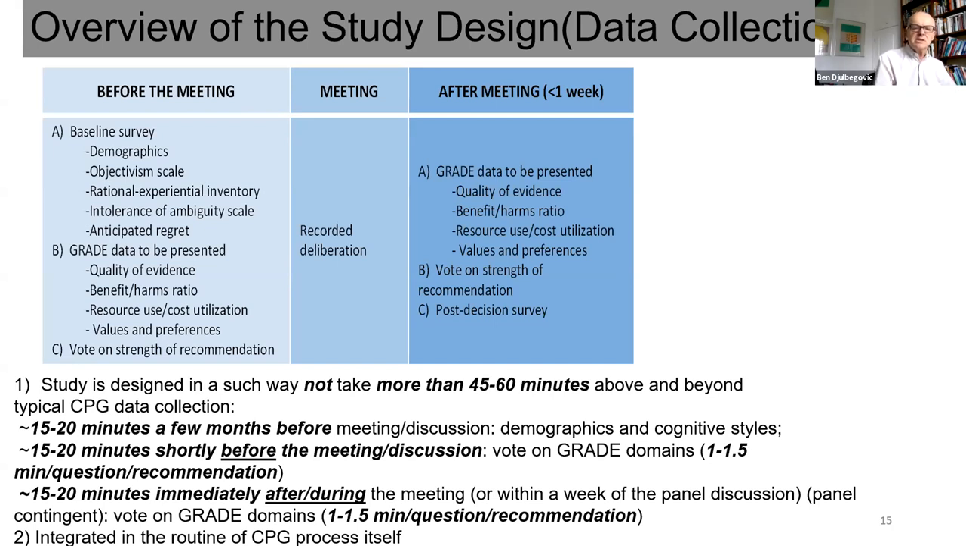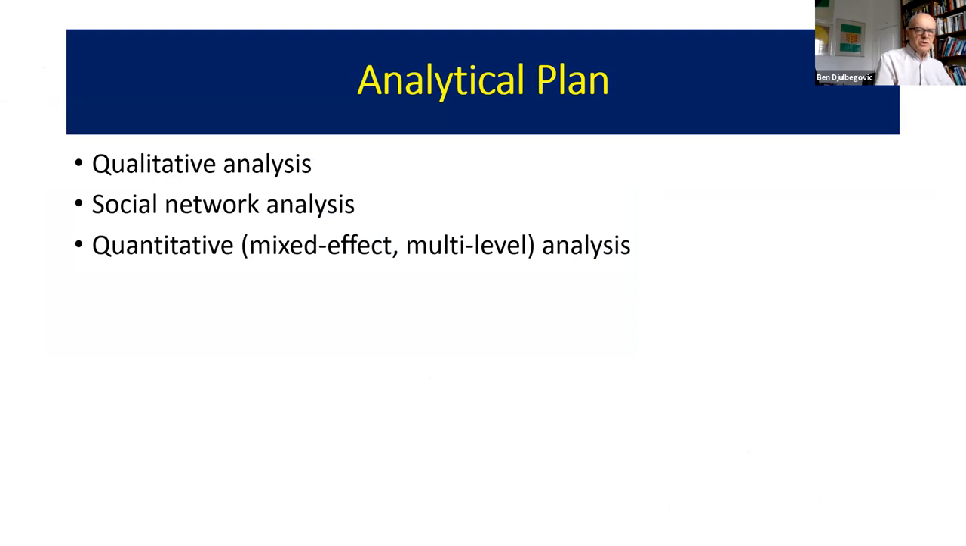So overall, we tried to be as unburdensome as possible to the panelists. We eventually decided that not more than 60 minutes of people's time, polling them at three different times, would be the best approach we could hope for. As I alluded, we did qualitative analysis. Part of the qualitative analysis is delving into social network analysis, which I'm going to spend some time on. And because we collected opinions from the panelists in surveys, we also did quantitative analysis trying to disentangle the importance of these factors I already mentioned.